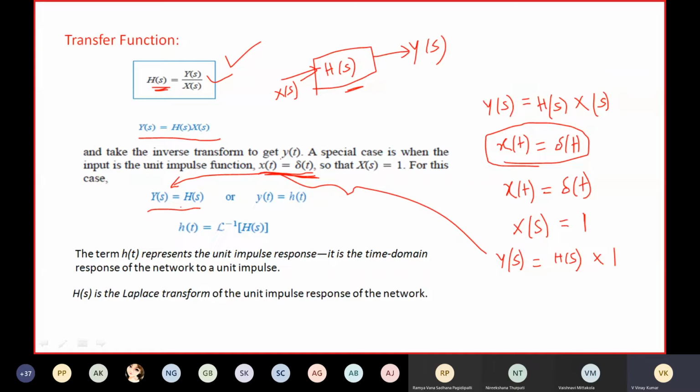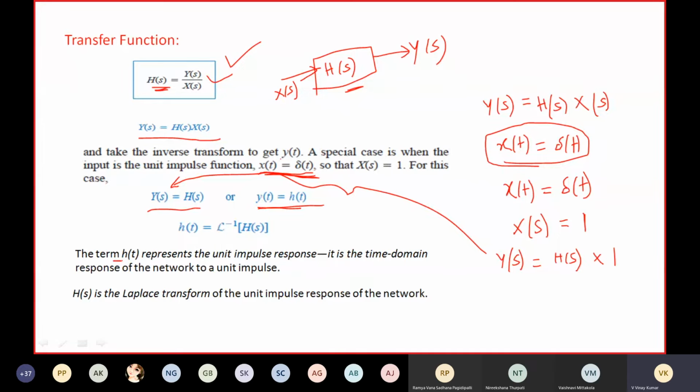Simply apply the inverse Laplace transform to this. Then y of s becomes y of t, and h of s becomes h of t. So y of t is equal to h of t. Here h of t is equal to the Laplace inverse of h of s.